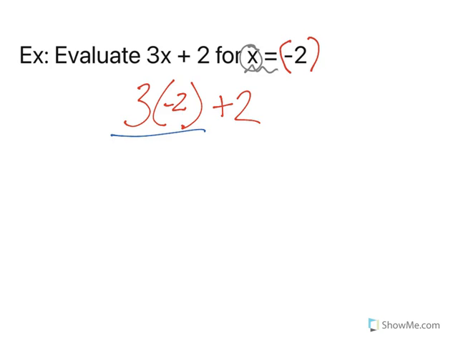I'm going to multiply first. 3 times negative 2 is negative 6. Negative 6 plus 2 is negative 4. There's my answer.